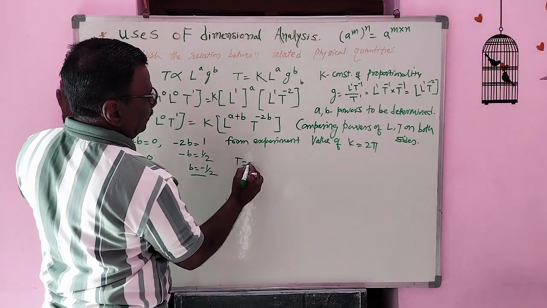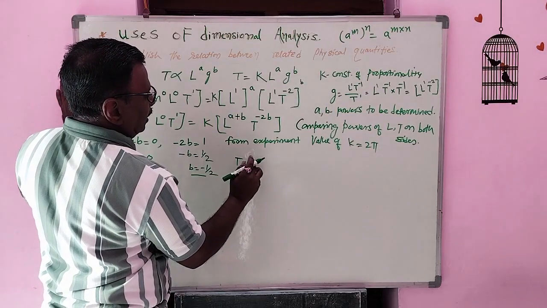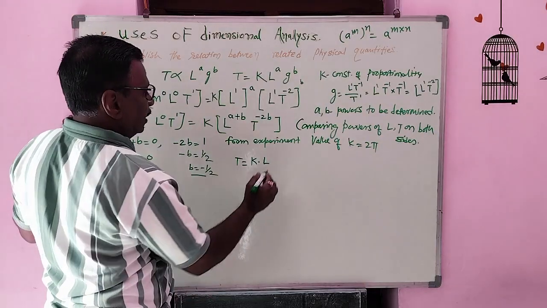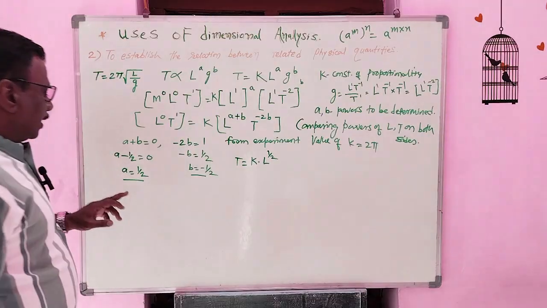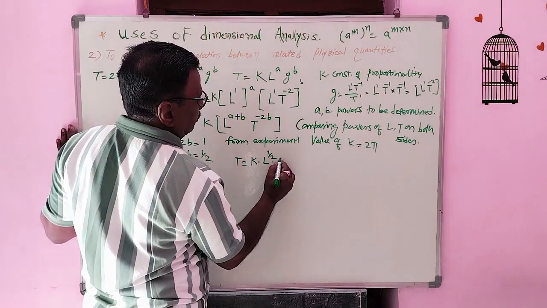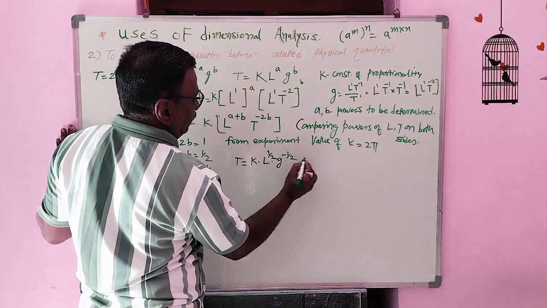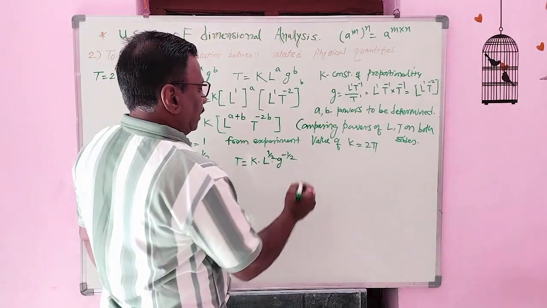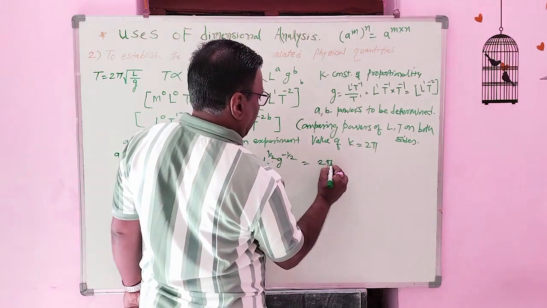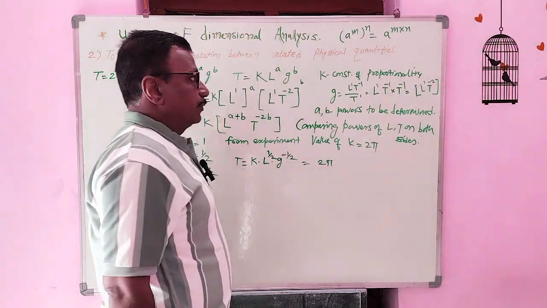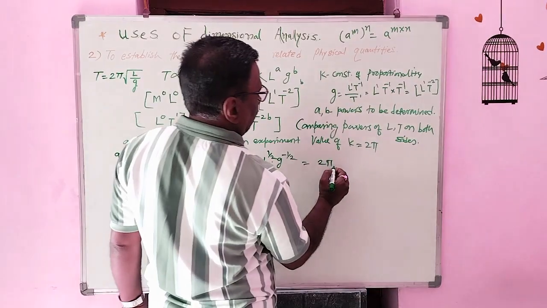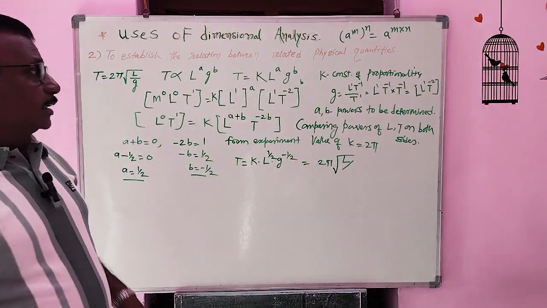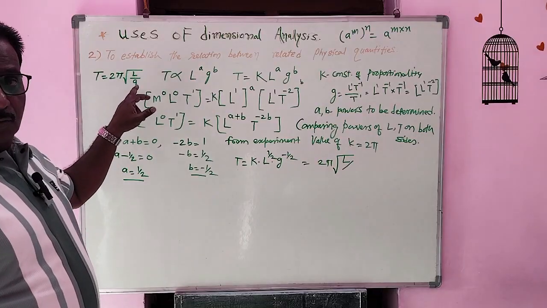So we get T is equal to K into L raised to power a, that means L raised to power half, into g raised to power b, b means the value of b equal to minus half, and the value of K equal to 2 pi. So we get T equal to 2 pi L raised to power half, that means under root of L, divided by g raised to power minus half, that means 1 upon under root g.